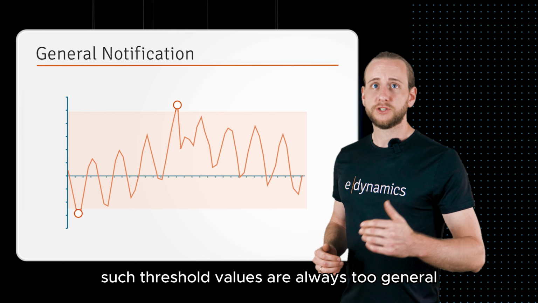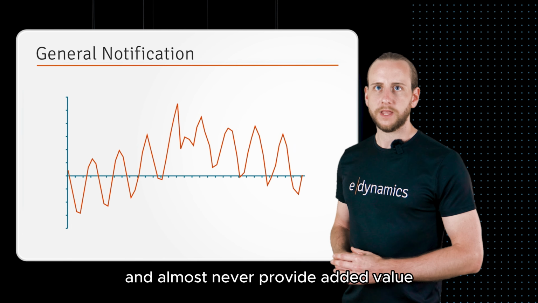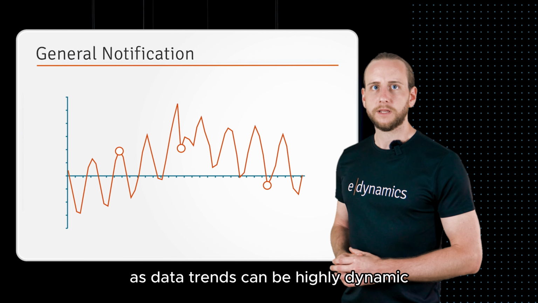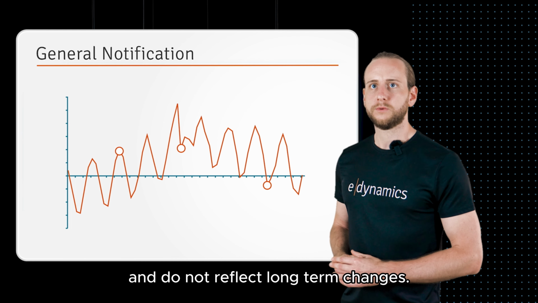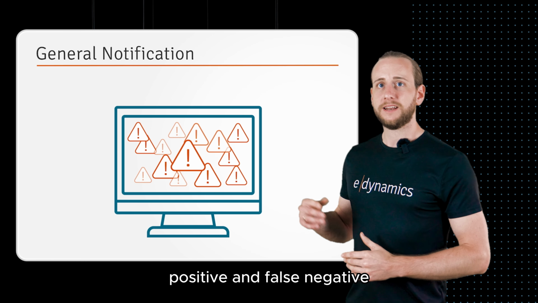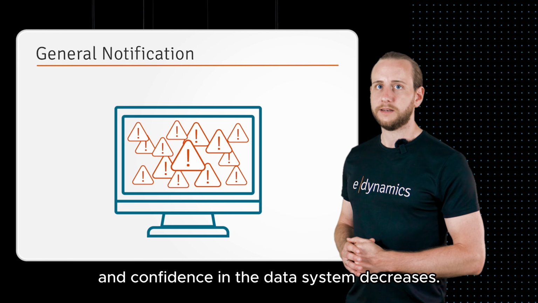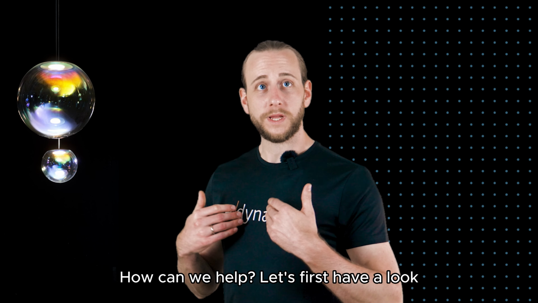This is because such threshold values are always too general and almost never provide added value, as data trends can be highly dynamic with large fluctuations and do not reflect long-term changes. As these systems cause many false positives and false negatives, alert fatigue occurs very quickly and confidence in the data system decreases. How can we help?